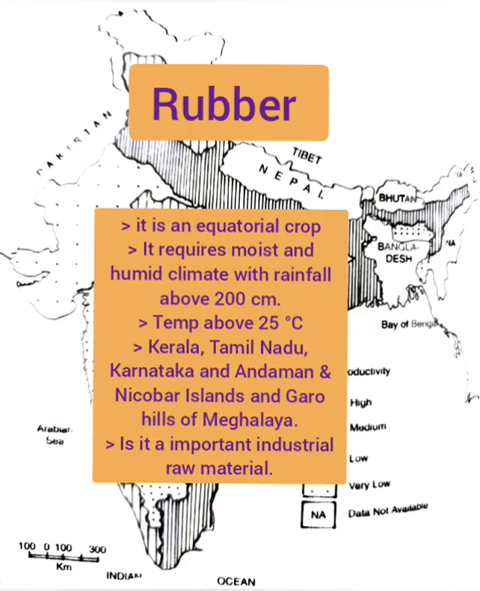Next important plantation crop is rubber. It is an equatorial crop because it is mainly cultivated in the equatorial region. It requires a moist and humid climate with rainfall above 200 centimeter. Temperature above 25 degrees centigrade. Kerala, Tamil Nadu, Karnataka, Andaman and Nicobar Islands and Garo Hills of Meghalaya are the major producing states. It is also an important industrial raw material.